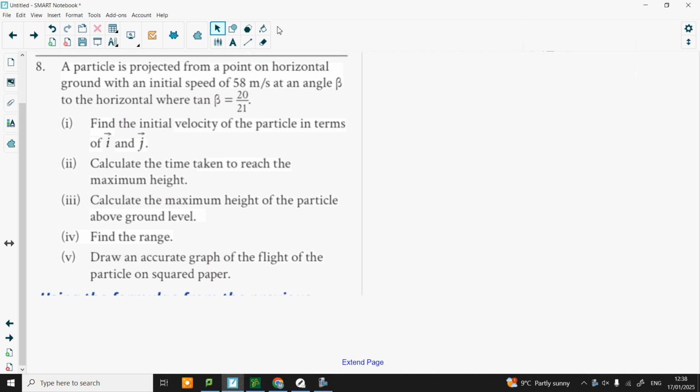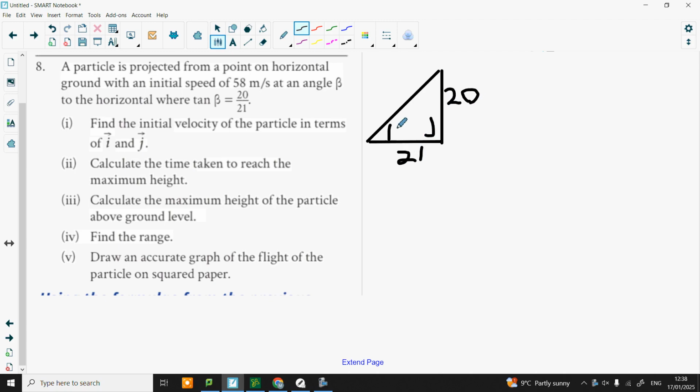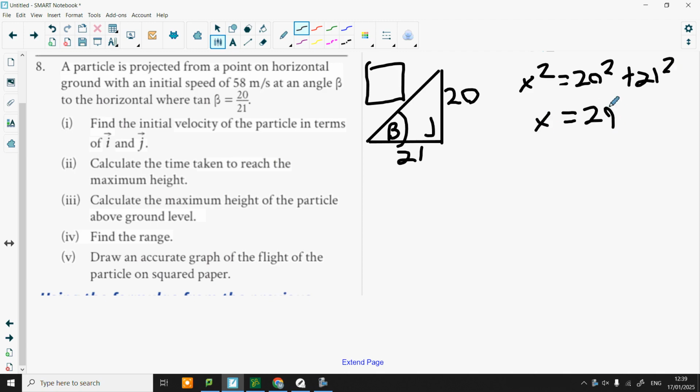Now, what happens is we're told that you throw it at an angle this time. And the angle we throw it at is 20 over 21. So ever see where I got 20 over 21 from? The angle, yeah? Would somebody be so kind as to calculate me the hypotenuse, please, using Pythagoras' theorem? So x squared equals 20 squared plus 21 squared. And then 29. Okay, so what we've now discussed is the fact that cos b is, what's cos b?